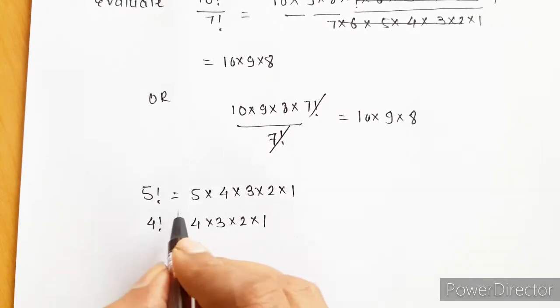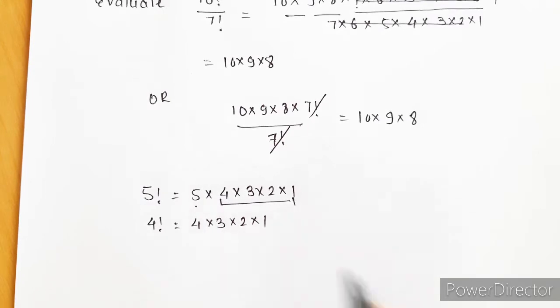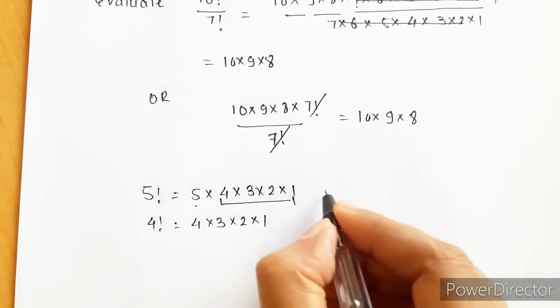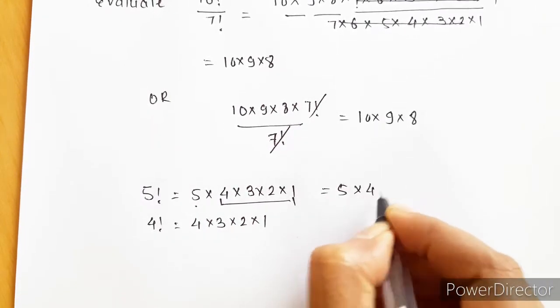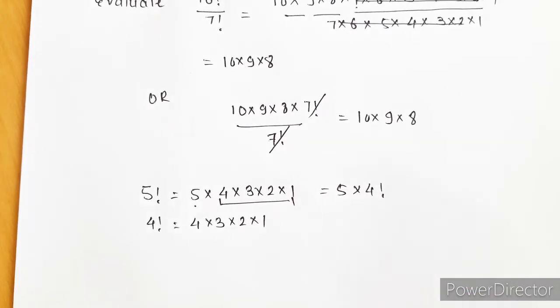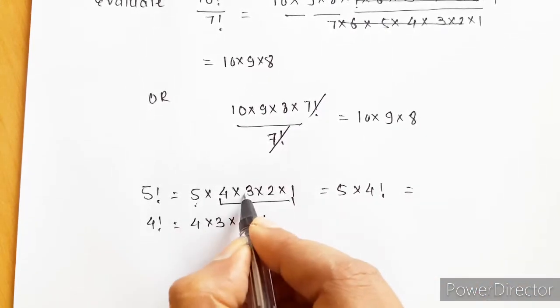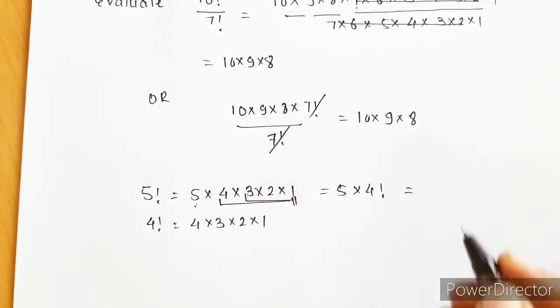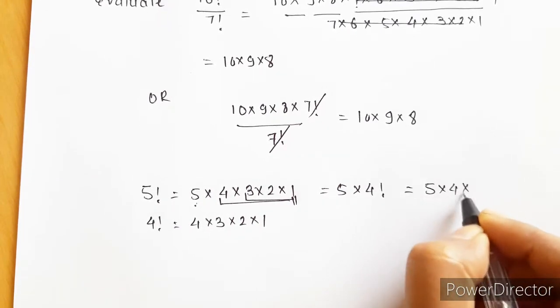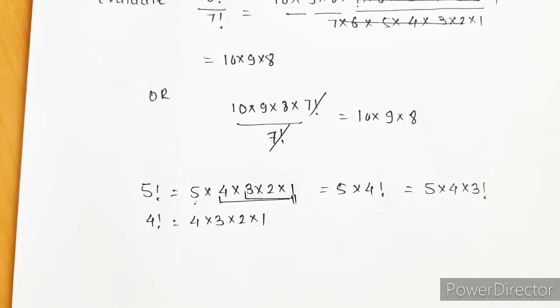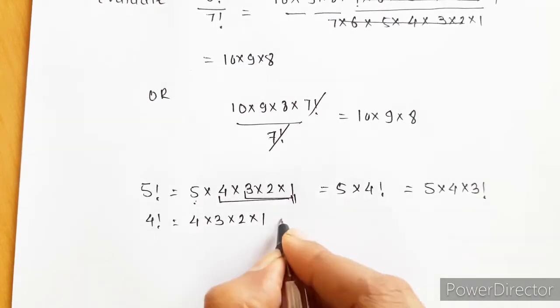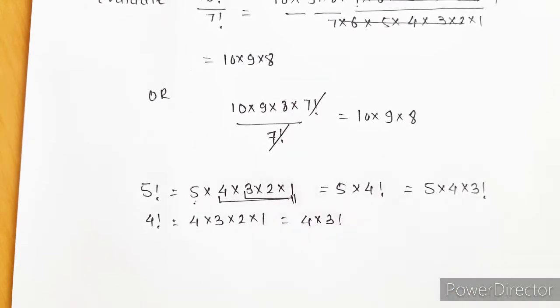Now this 5 factorial is nothing but 5 into 4 factorial. So we can write this as 5 into 4 factorial, or we can write this as 5 into 4 into 3 factorial. Again this 4 factorial can be written as 4 into 3 factorial. So we do not have to expand the entire term. Suppose we need to cancel anything, we can just expand till that term and then cancel the particular term.